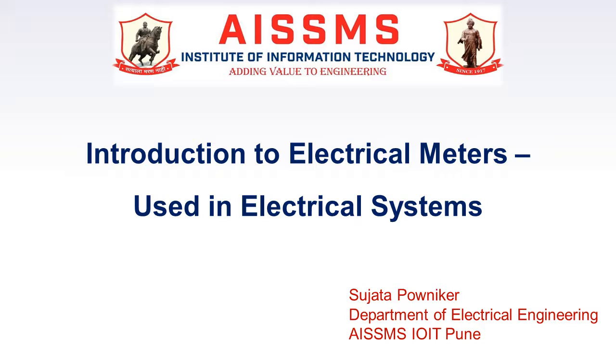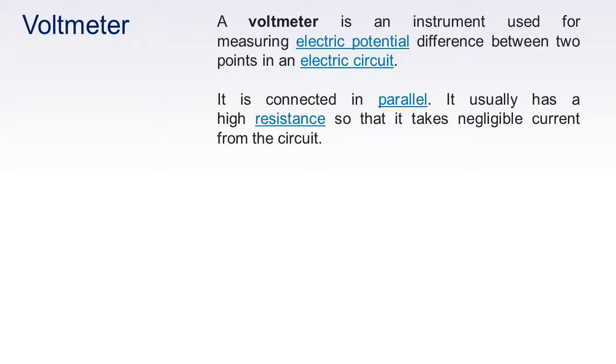I welcome you all for today's session on Introduction to Electrical Meters used in electrical systems. There are various types of meter used in electrical measurement of various parameters such as voltmeter, ammeter, wattmeter, energy meter, smart meters. We are going to see one by one.